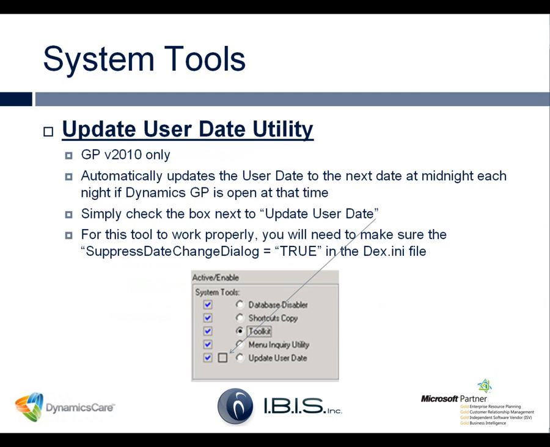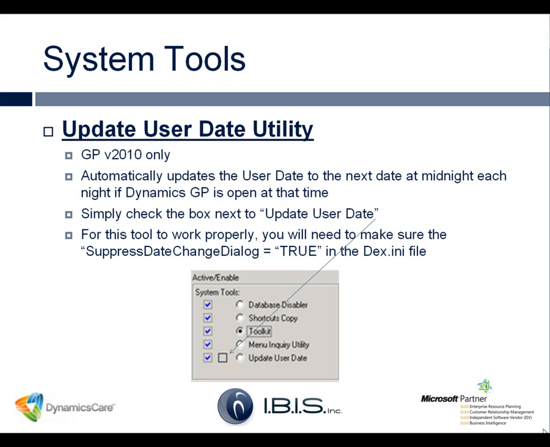And I believe this is the last system tool. This one's called Update User Date Utility. This one is only available in GP 2010. And what it will do, and you'll notice on the screenshot here, there's a checkbox next to the blue check mark. The blue check marks, by the way, mean that all the professional service tools are registered and available to be used. Some of the tools create additional functionality within GP, this being one of them.